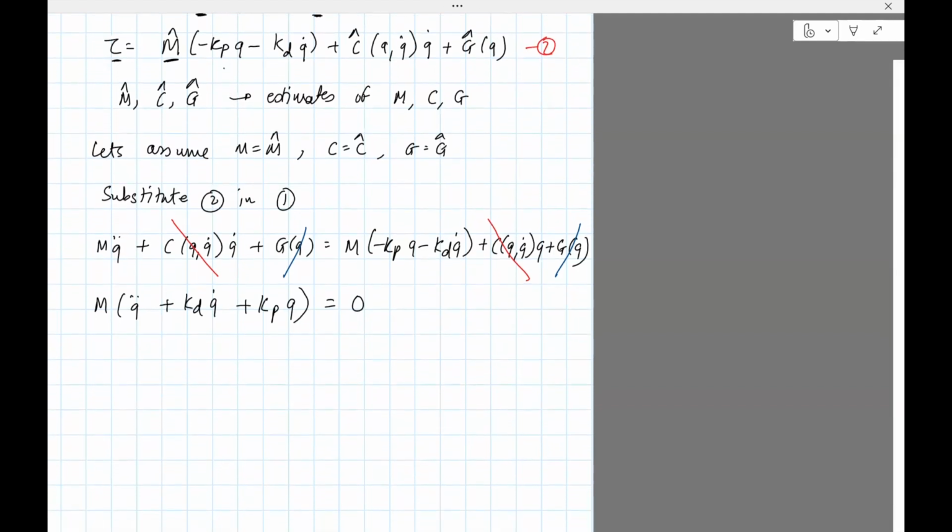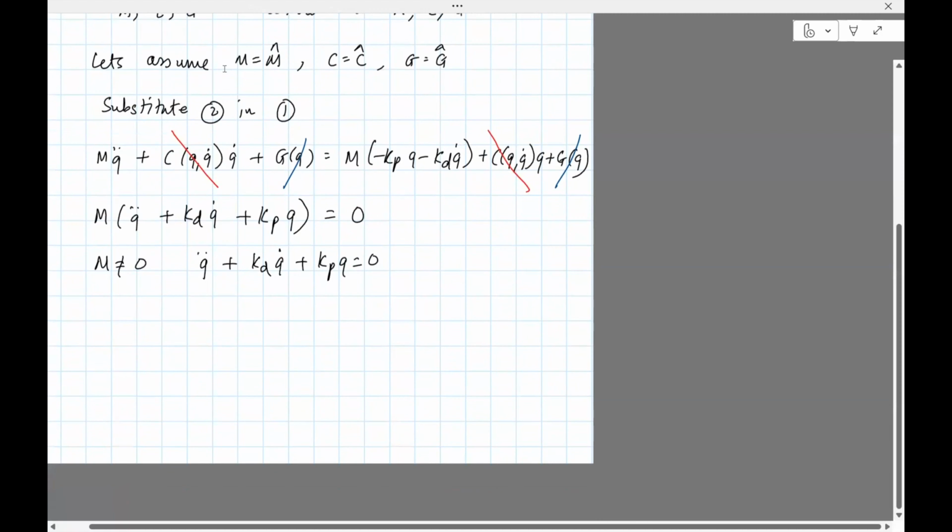Okay, now when you have an equation like m times something else equals 0, either m is 0 or the second part is 0. But since m is not 0, the mass is not 0, the second part in the bracket should be 0. So q double dot plus kdq dot plus kpq equals 0.